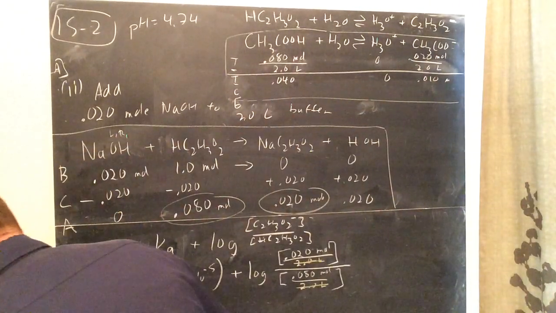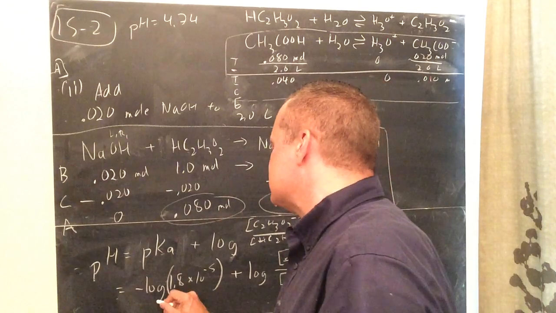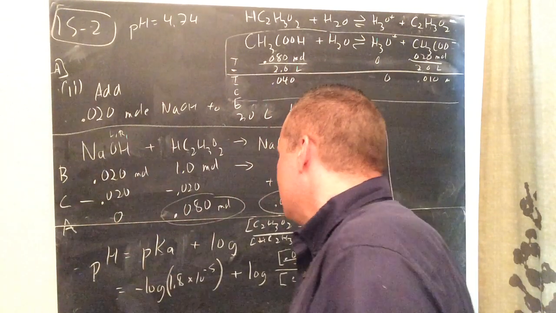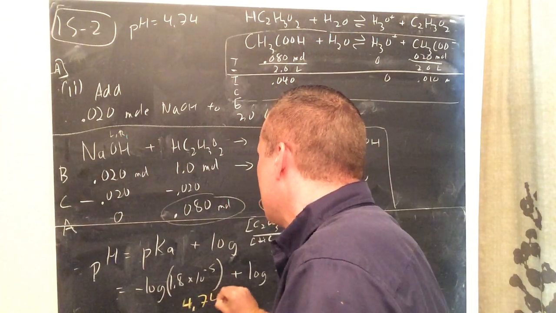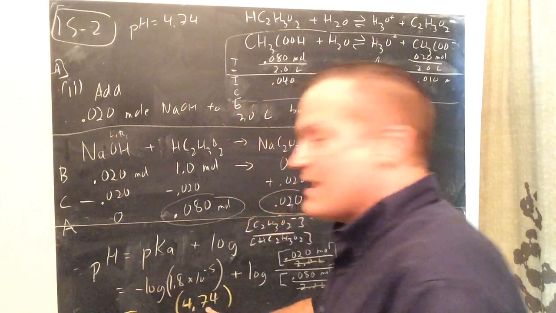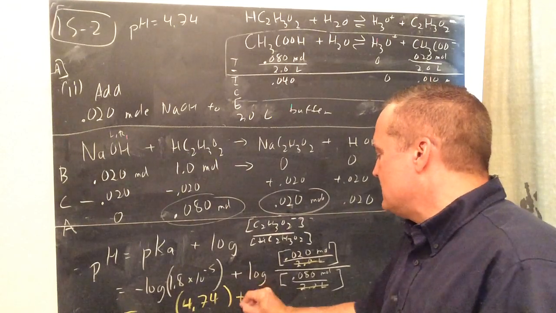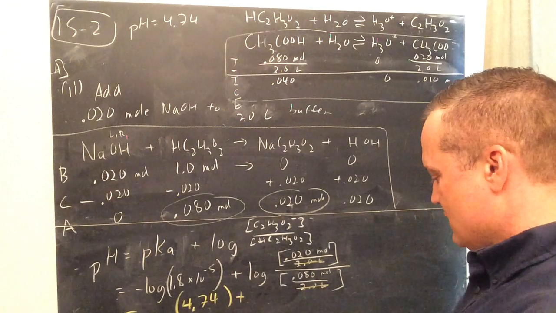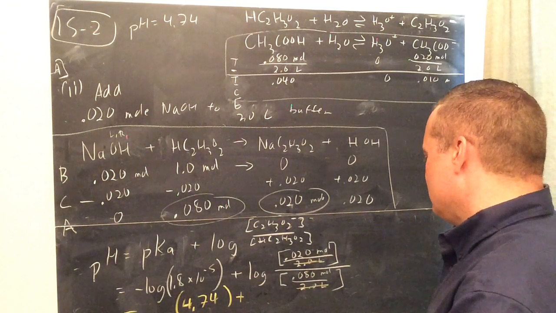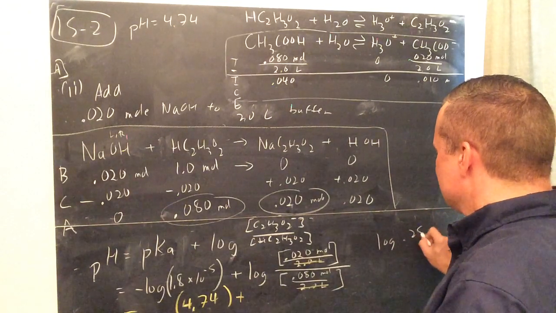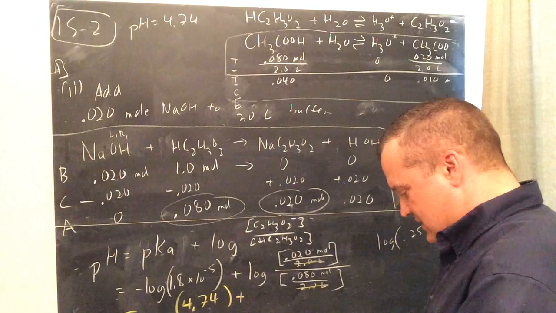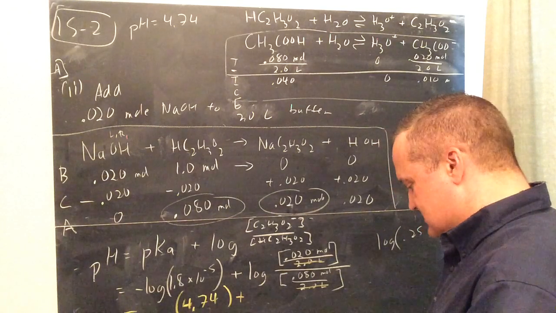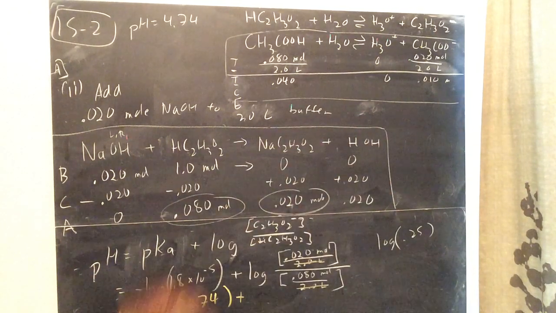All right, I better show you a little bit of the math step. So I already know that one is 4.74. Does that fit on there? Maybe if I make it another color, it'll be even easier to see. This is 4.74, plus the log of this number right here. So that's 0.020 divided by 0.080, which is 0.25. All of that is the same as the log of 0.25. So the log of 0.25 is, oh boy, negative 0.60. So minus 0.60.